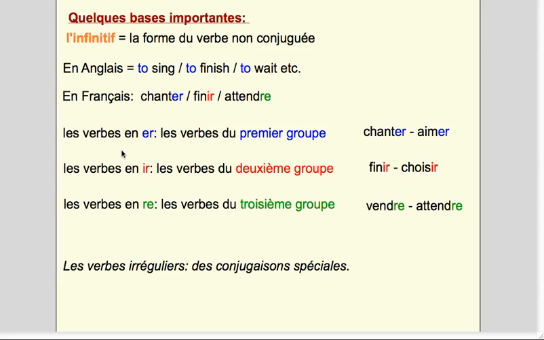We have what we call les verbes en er, les verbes du premier groupe, so verbs that end with er, comme chanter, to sing, aimer, to love. Les verbes en ir, les verbes du deuxième groupe, so ir verbs like finir, to finish, choisir, to choose. Les verbes en re, re verbs, les verbes du troisième groupe, comme vendre, to sell, attendre, to wait. Okay, so basically these endings are the equivalent for the French of your "to" something. And of course, we have tons of irregular verbs that we will be studying diligently in class.